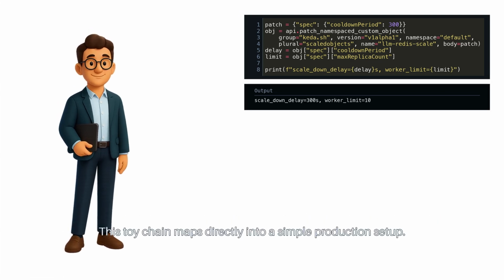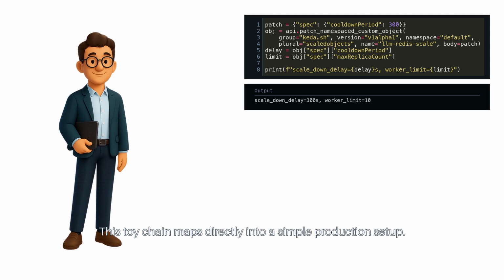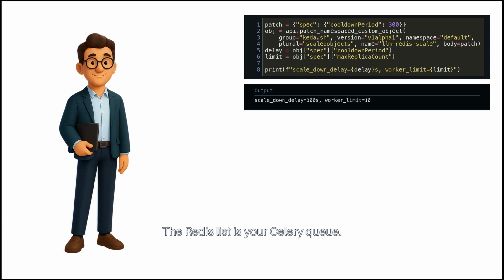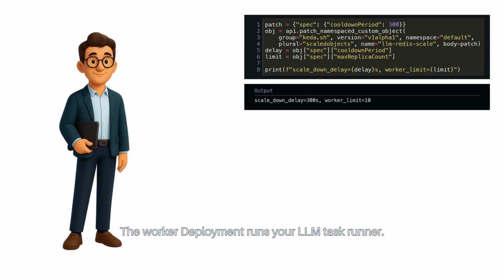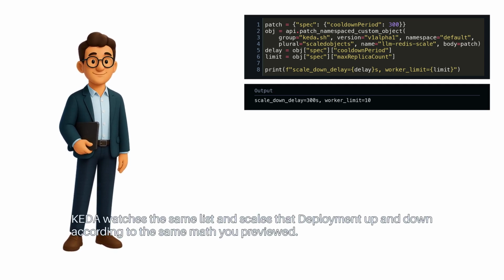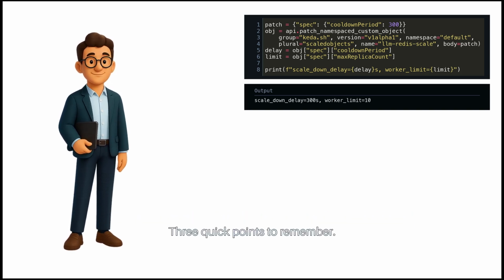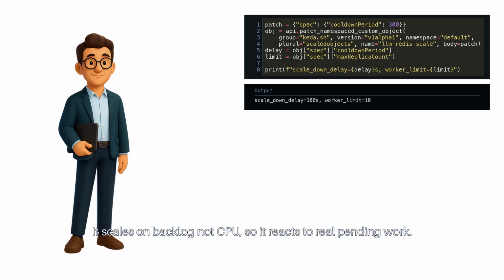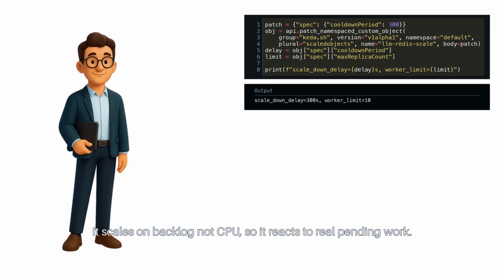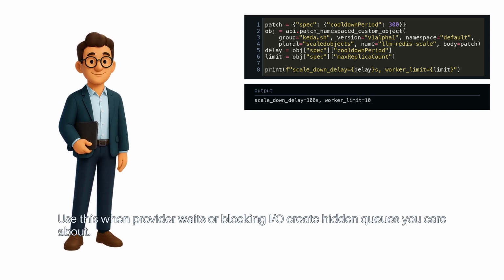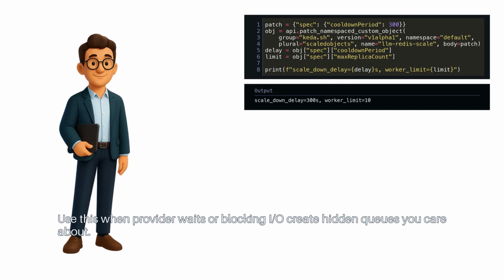This toy chain maps directly into a simple production setup. The Redis list is your Celery queue. The worker deployment runs your LLM task runner. KEDA watches the same list and scales that deployment up and down according to the same math you previewed. Three quick points to remember. It scales on backlog, not CPU, so it reacts to real pending work. Use this when provider waits or blocking I/O create hidden queues you care about.